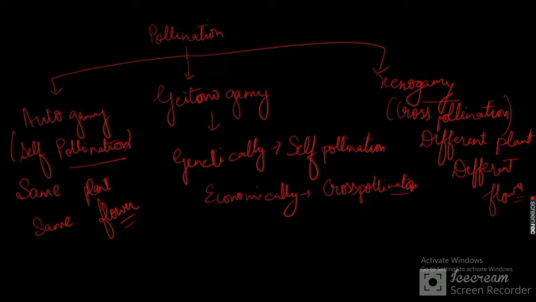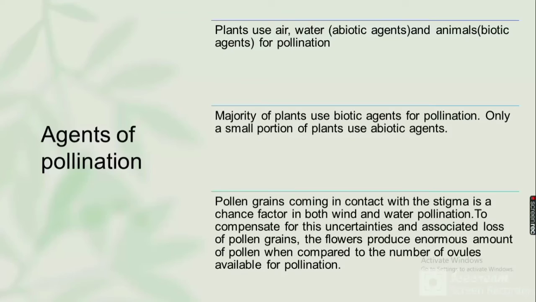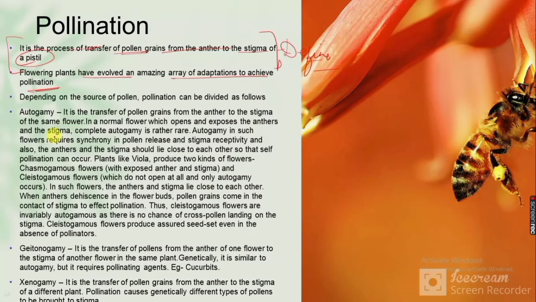Here you can see the difference between xenogamy, autogamy, and geitonogamy. In autogamy, there are two types of flowers: chasmogamous flowers and cleistogamous flowers. Chasmogamous flowers are those which have exposed anther and stigma. Means anther and stigma are very much visible. But in cleistogamous flowers, they don't open at all and only autogamy occurs in those flowers.